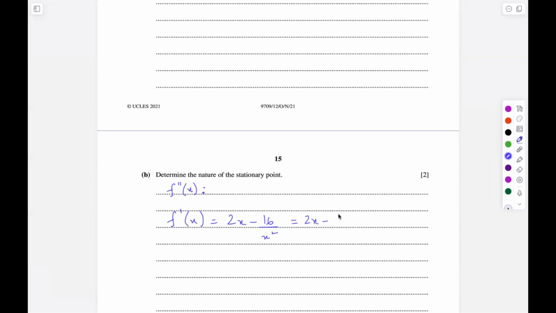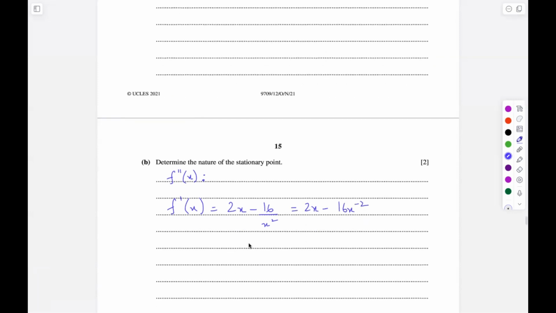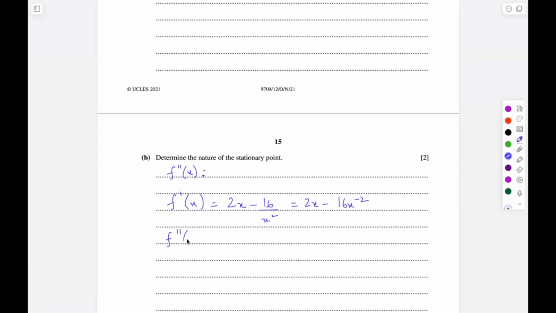Writing it as 2x minus 16x to the power minus 2. And then differentiating this, we'll get, so the derivative of 2x will be 2, minus 2 into minus 16 will be a plus 32, x to the power minus 3. So we can write it as 2 plus 32 upon x cube.